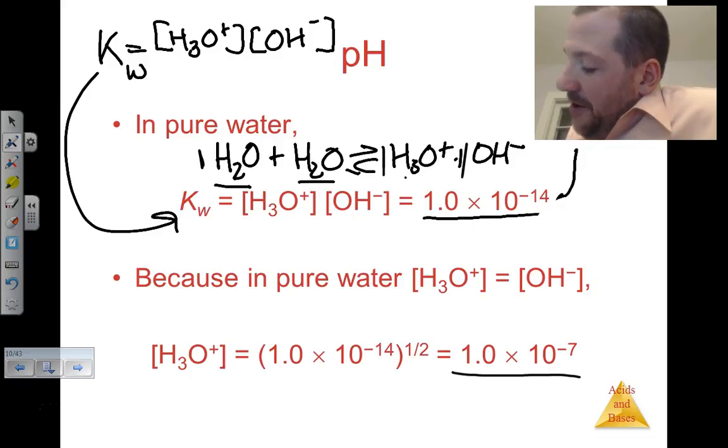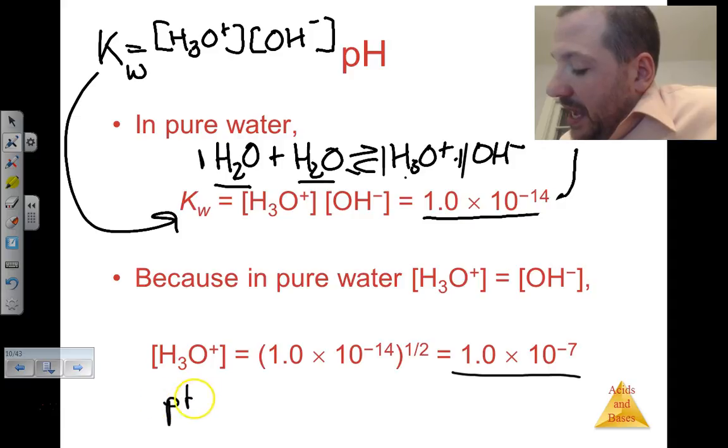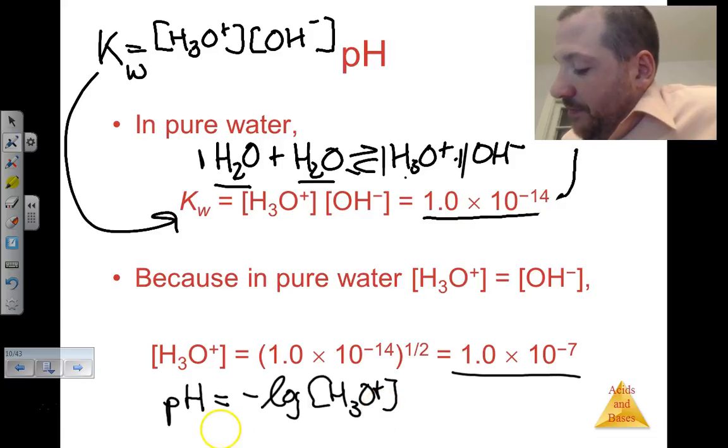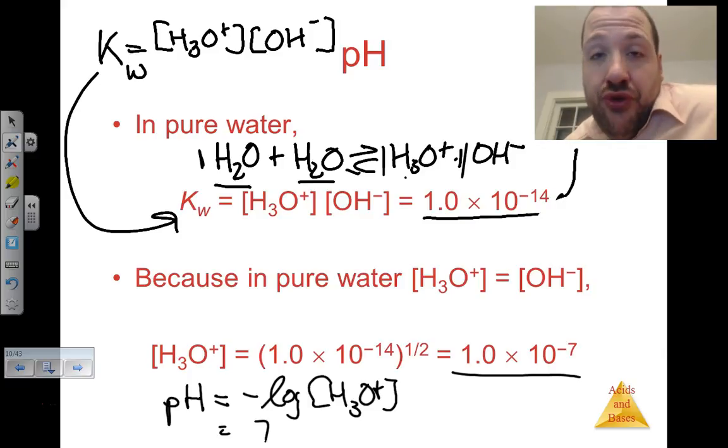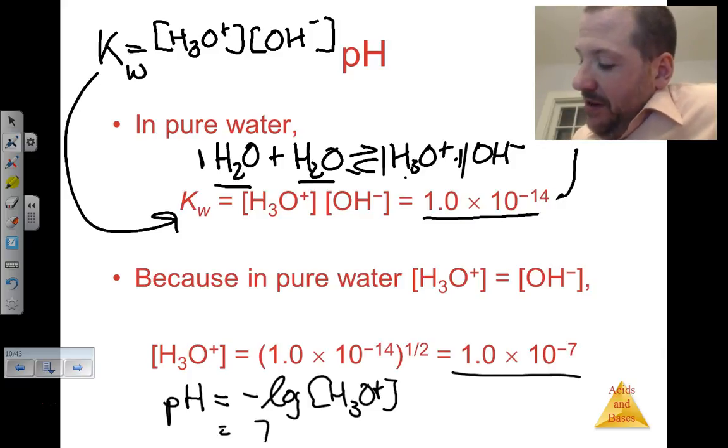Okay, now here's where it gets awesome. What is the pH of water? Well, pH equals the negative log of the concentration of hydronium ion, or hydrogen ion. And so that means that the pH equals 7. And this is where we get the neutral value that water is at, 7, right down here at the bottom. It's the basis of the pH scale.